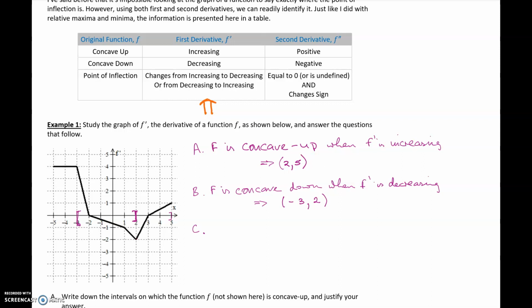So if we look at this, try and write this down. We're flat here. We're decreasing here. We're still decreasing here. And then at that point, we start increasing. Okay? So where does that change take place? And it takes place when x is 2. Okay, so f has a point of inflection.